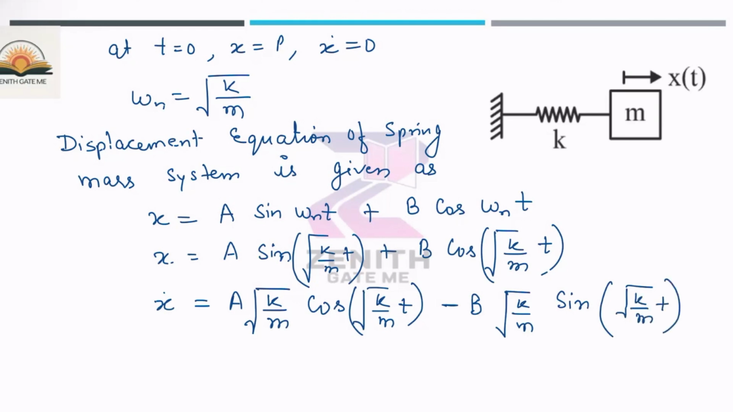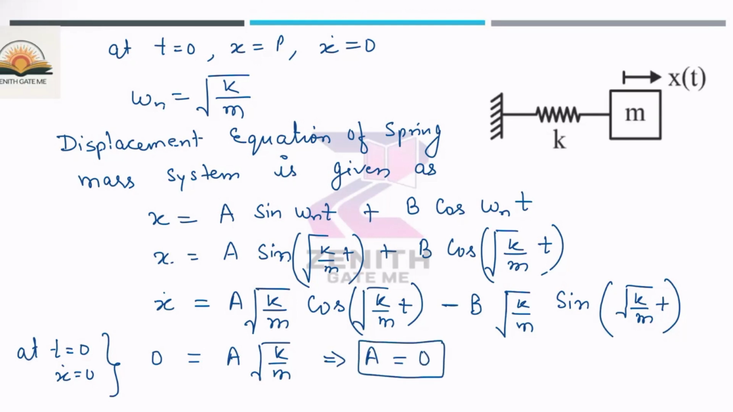Okay. Now, if you put the condition at time t is equal to 0, the velocity value is 0. So time t is equal to 0 means cos 0 is 1 and sine 0 is 0. So this will be cancelled out and that means it will become 0. So what you will get? A root of k by m, cos 0 is 1. That means the value of a which you are getting is 0. Okay. So the first constant which you got is 0.